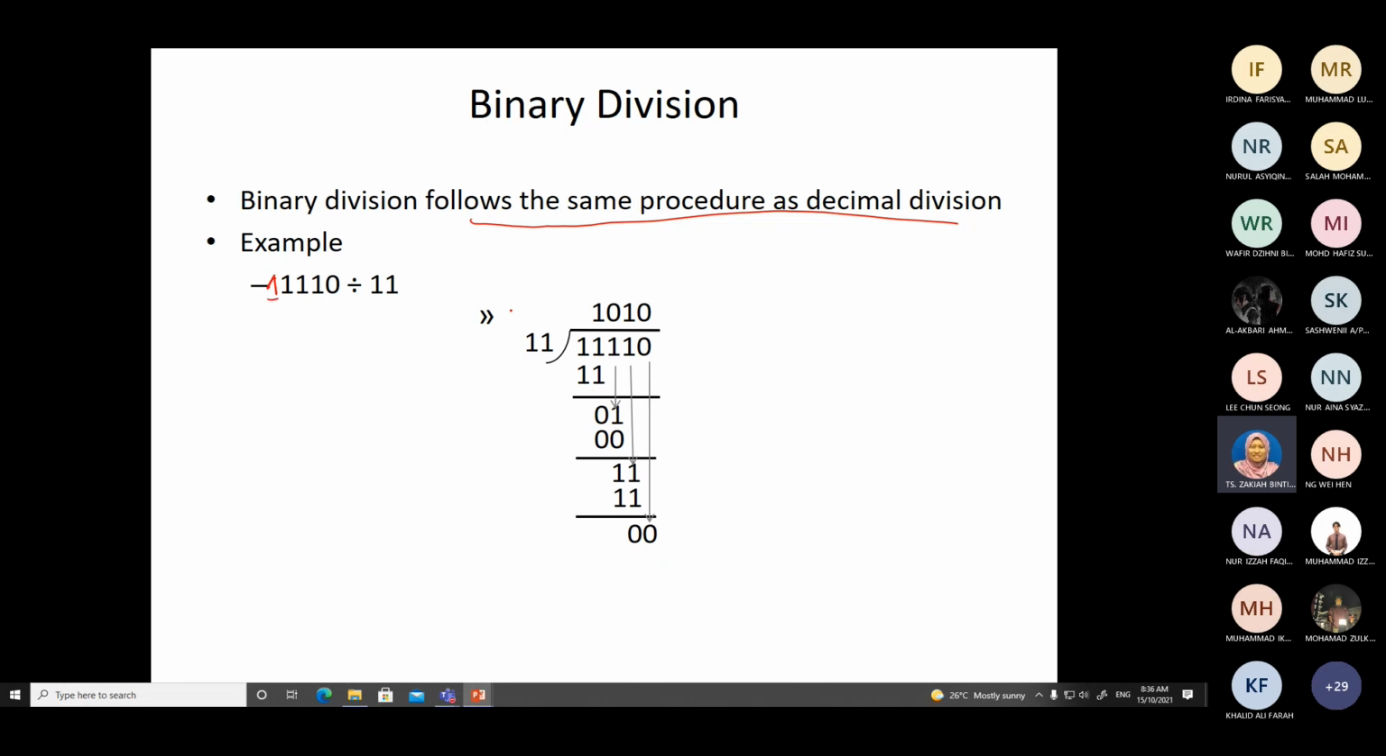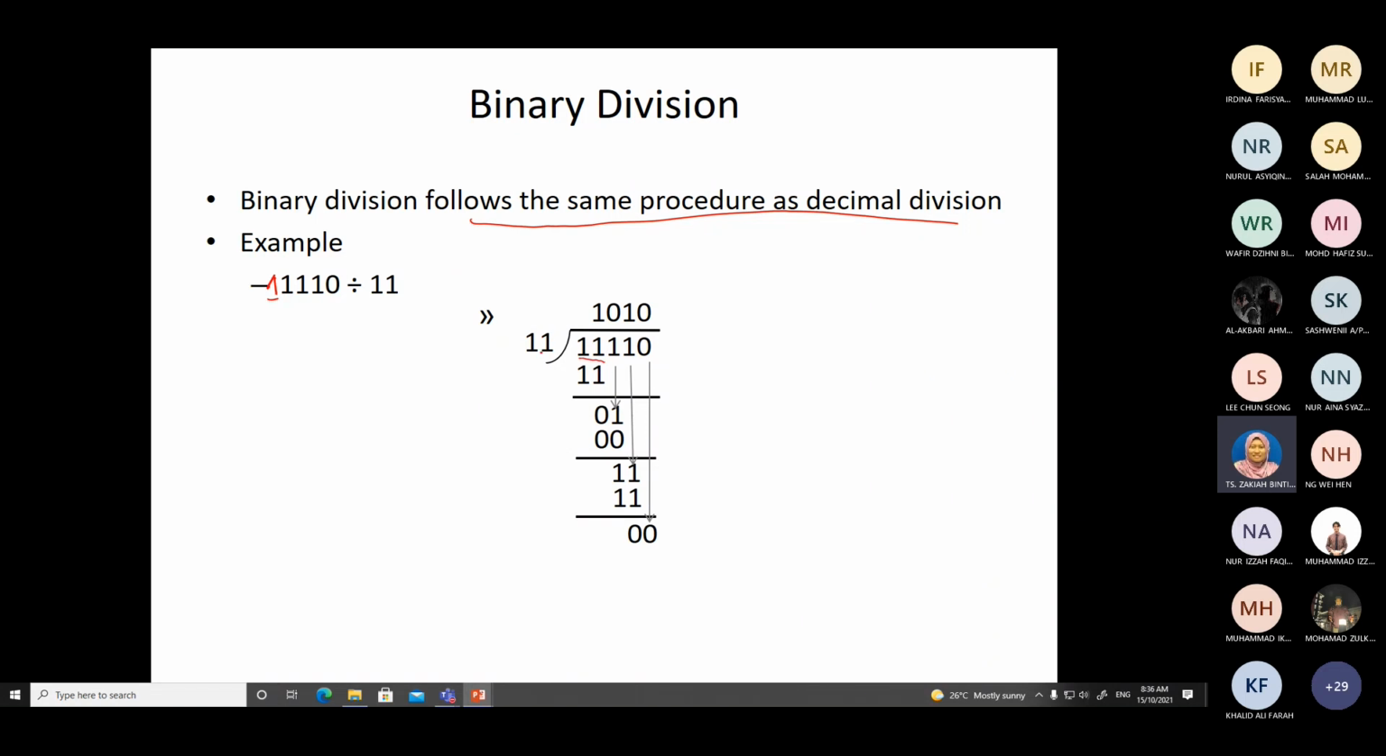So here should be 11110. Okay, so divide by 3. 3 in decimal is 11 in binary. So when you try to divide by 11, that means we need to take 2 digits.